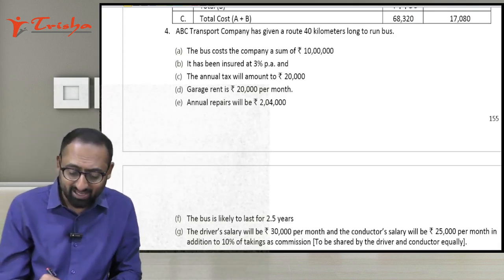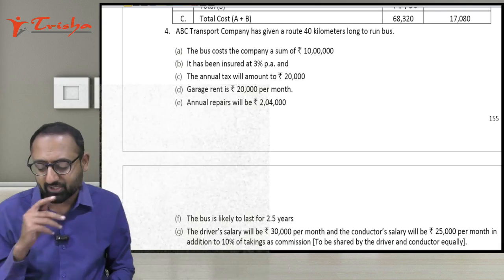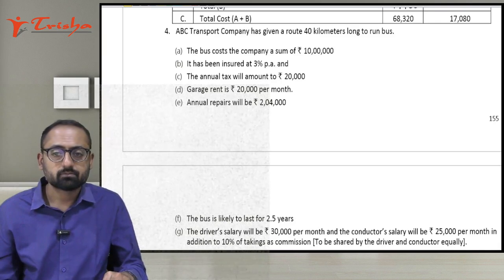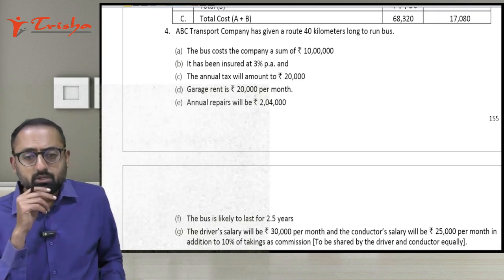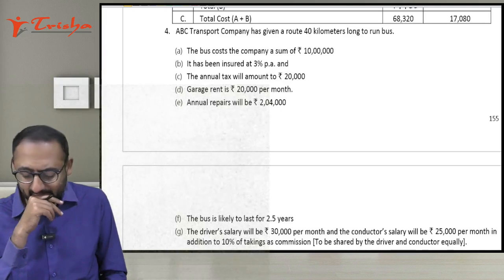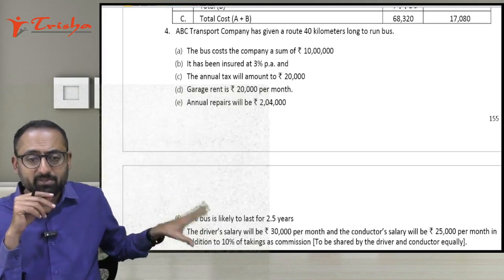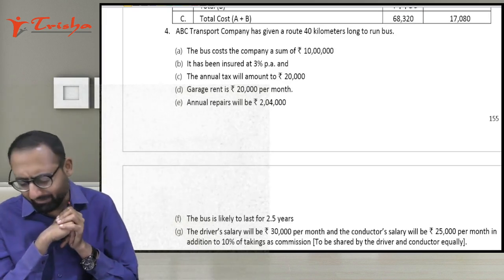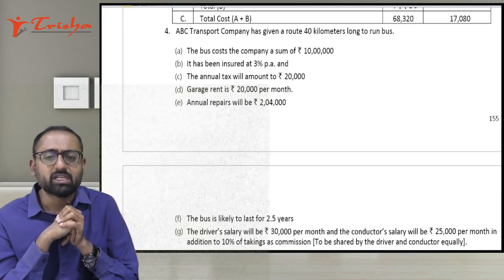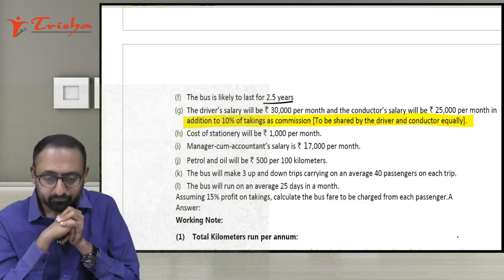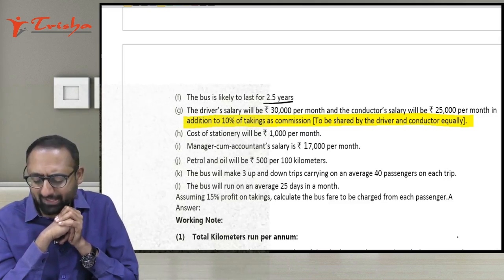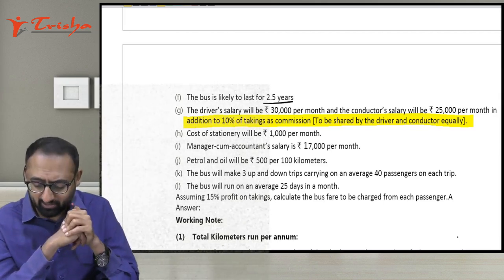In addition, as I told you guys, it is a very important question. What is that? 10% commission. You will also have to pay a commission to that driver and conductor, and the commission will be shared equally by both of them. Perfect. Then cost of stationery will be 1,000 per month. Manager cum accountant salary 17,000 per month. Next one, petrol and oil will be 500 per 100 kilometers.